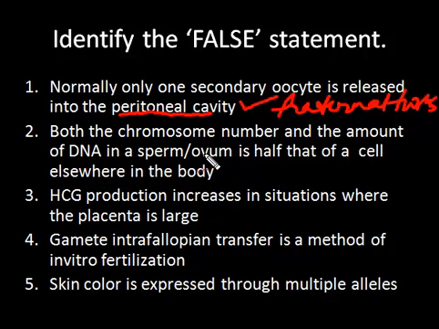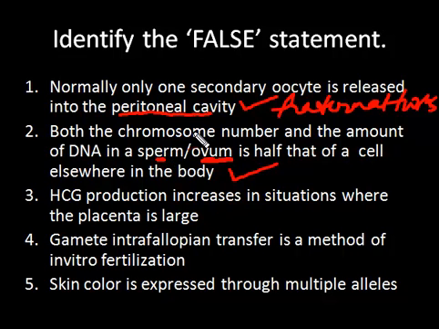Let's look at the next one, which says both the chromosome number and the amount of DNA in a sperm or an ovum is half that of a cell elsewhere in the body. Now this again is true, and here notice I mentioned the word ovum, which in the females the secondary oocyte becomes an ovum only if it is fertilized, and so it is the ovum which has half the chromosome number and half the DNA, and the sperm of course also has half the chromosome number and half the DNA.